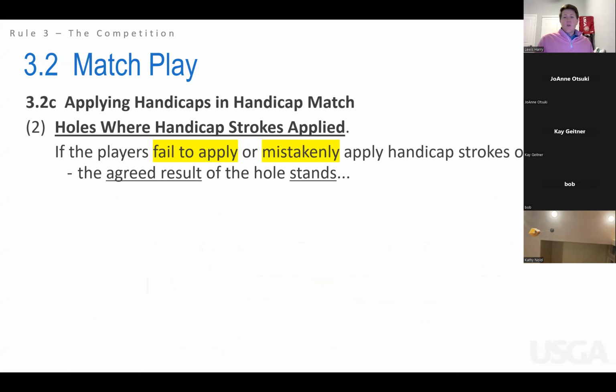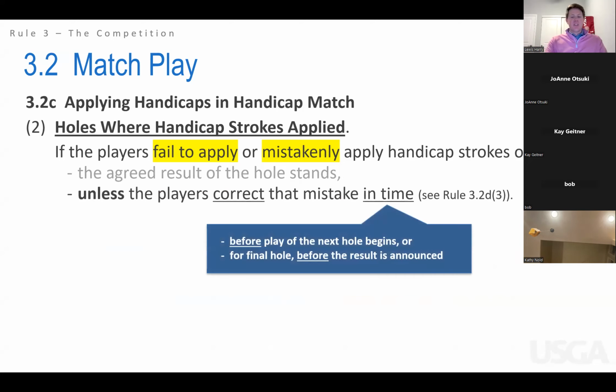If we make a mistake, or if we screw up, or if we just fail to apply handicaps, or we mistakenly apply handicap strokes throughout our round and we go on, we don't realize it, but we agree on the results of that hole, well, the agreed result is just going to stand. Unfortunately, in match play, when we agree on a hole and we move on, we continue through our round and making strokes, that agreed result of that hole is going to stand. Unless we correct it in time, and we have a couple examples here of correcting that in time.